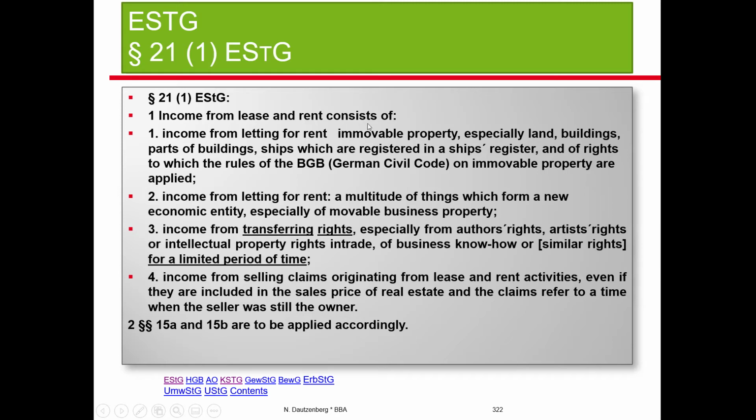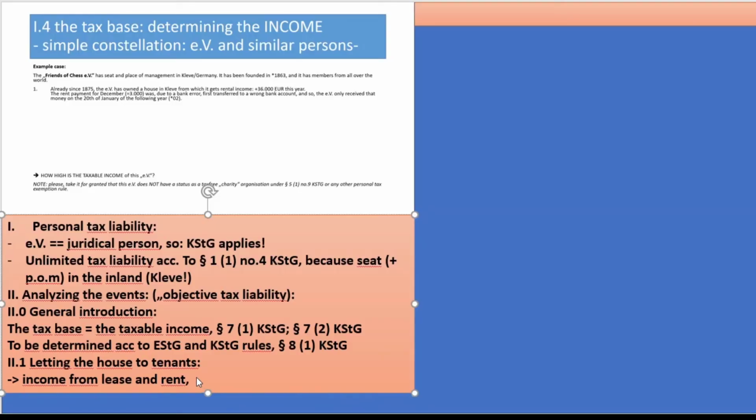And here it is, paragraph 21, section 1, sentence 1. Income from lease and rent consists of, now number 1, income from letting for rent immovable property, especially land, buildings, parts of buildings, ships which are registered in a ship's register, and of rights to which the rules of the German Civil Code, the BGB, on immovable property are applied. Yes, ladies and gentlemen, that's clearly our case, so we can apply it. So, paragraph 21, 1, number 1, ESTG, that was our reference which we needed.